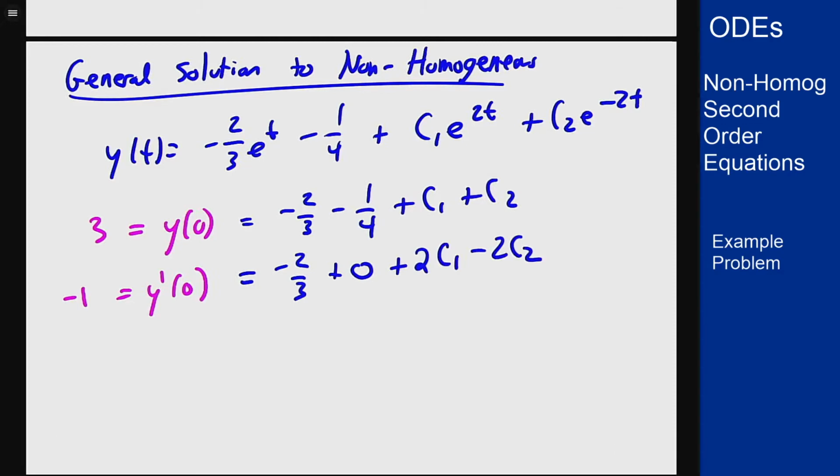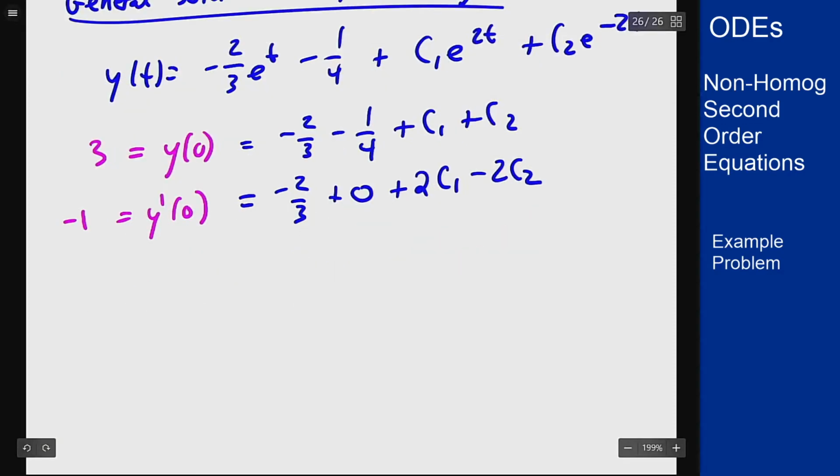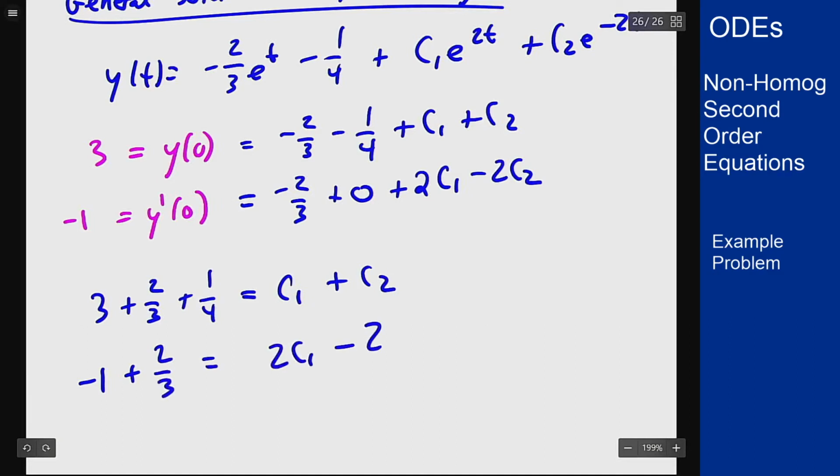Now I can rearrange things a little bit to get that I will have 3 plus 2/3 plus 1/4 equals c1 plus c2. And then negative 1 plus 2/3 equals 2c1 minus 2c2. This will be a 3 out of 12. This will be an 8 out of 12. And 3 is 36. So 36 plus 11 is a 47 over 12 here. This becomes a negative 1/3.